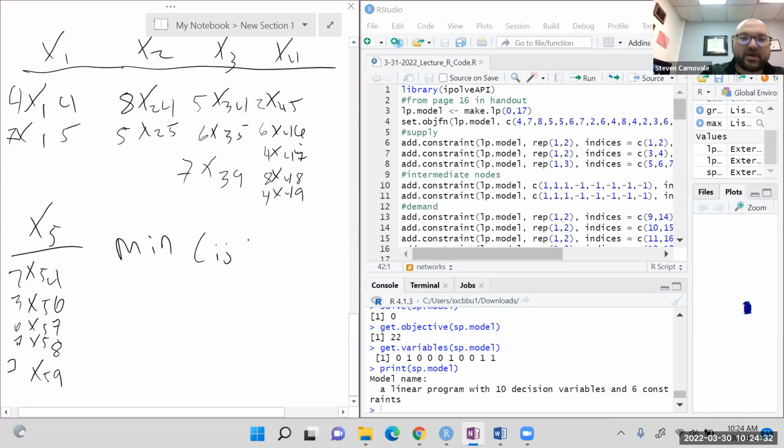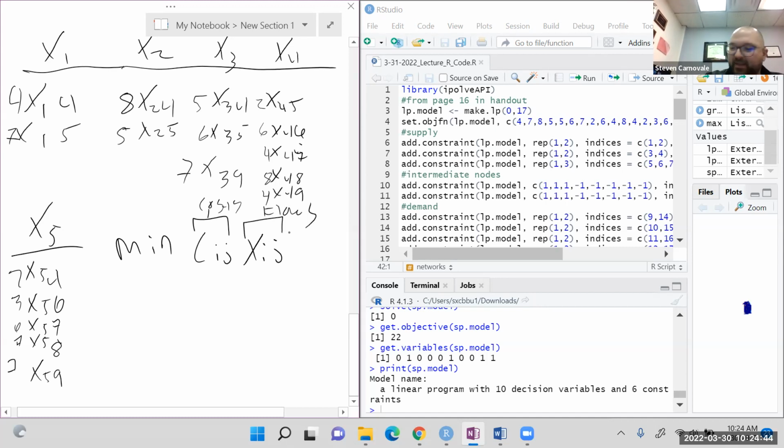Cij Xij, where these, of course, are my costs. These are my flows. Right? So if I'm looking at this, my constraints then are relatively straightforward. They're the same we have, and I'm not going to explicitly write them out. I would suggest you follow along on the handout.